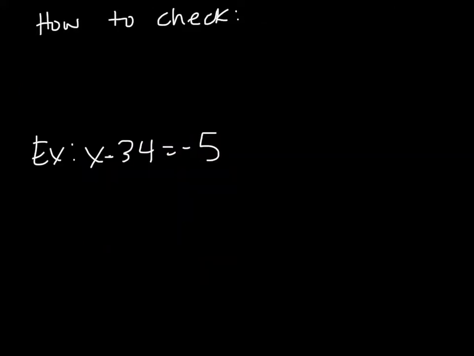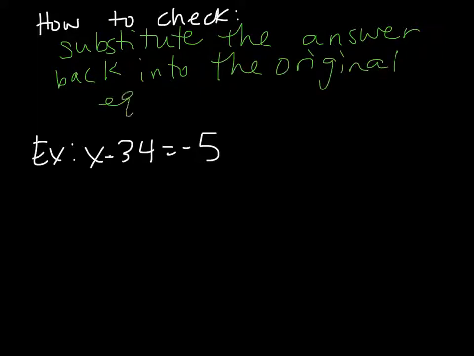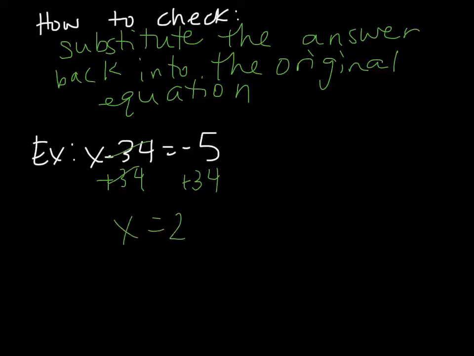Now, how do we check? How do we know if that answer is right? We substitute the answer back into the original equation. So let's take one that we already did. We already solved this. We added 34 to both sides, and we got x equals 29.